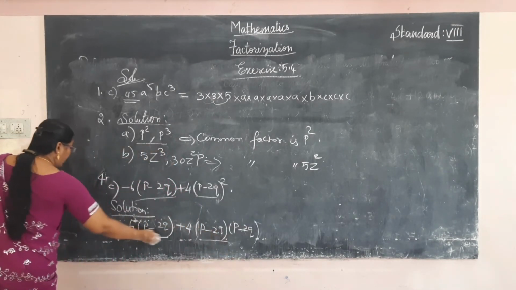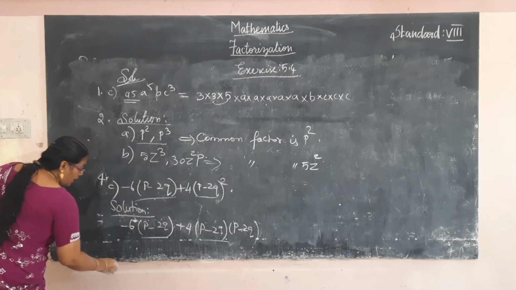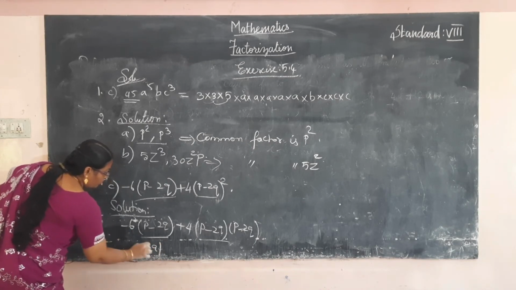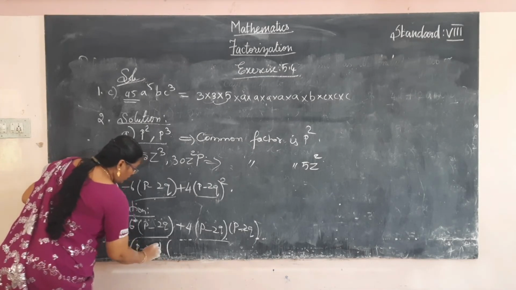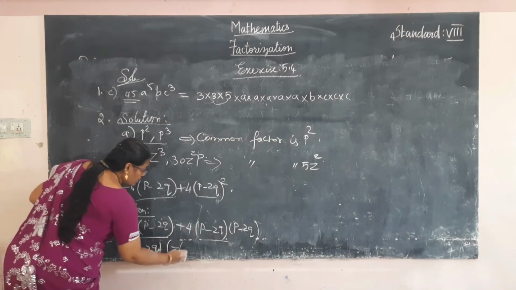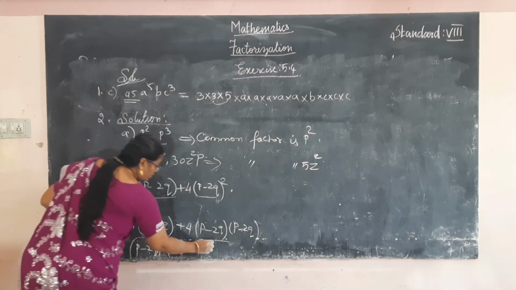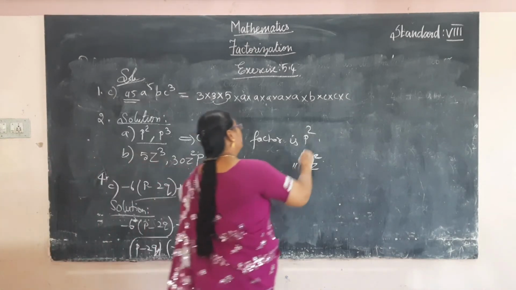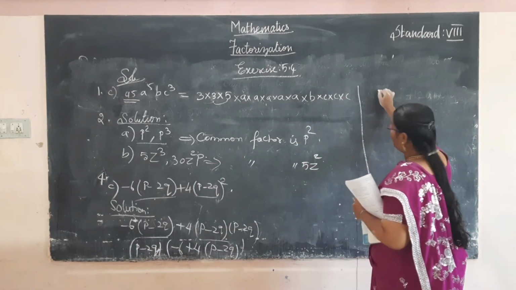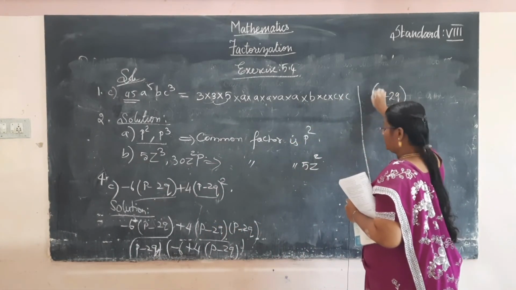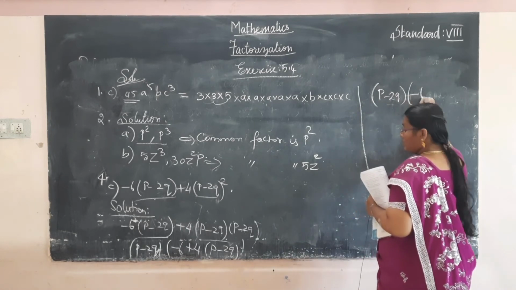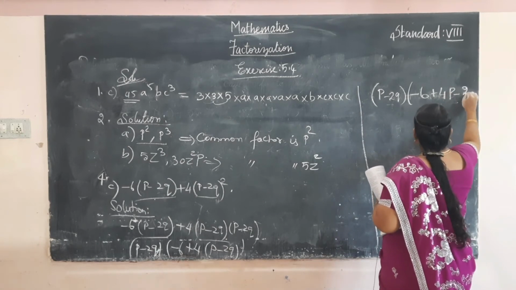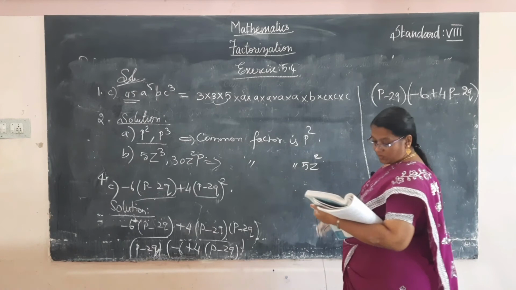Now you have to take the common term from the algebraic expression. So P minus 2Q. Remaining, what are the terms? Minus 6 plus 4 into P minus 2Q. So P minus 2Q into minus 6 plus 4 into P minus 2Q is the answer for this problem. Okay.